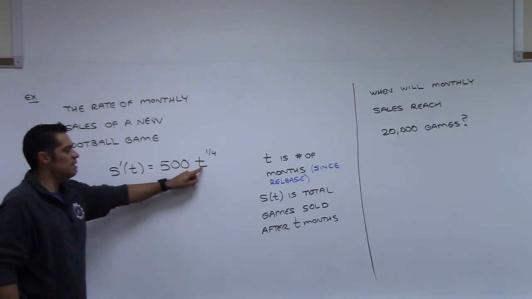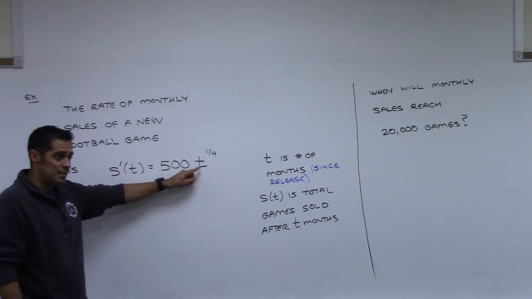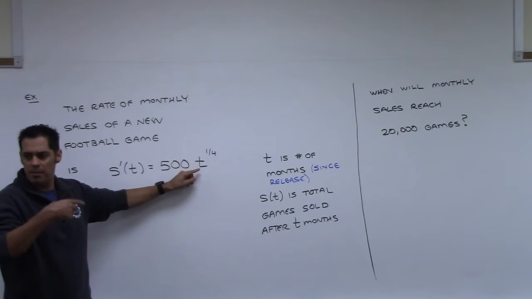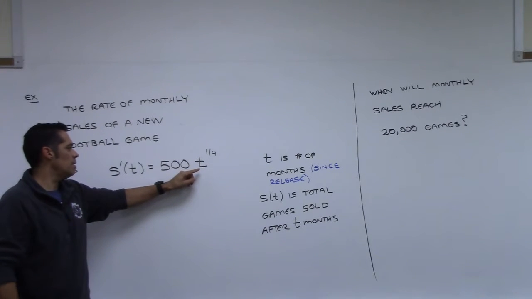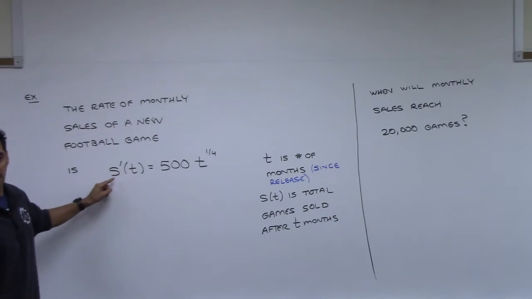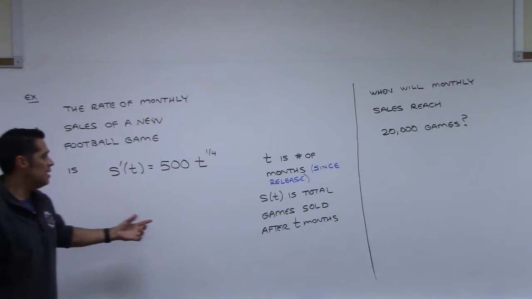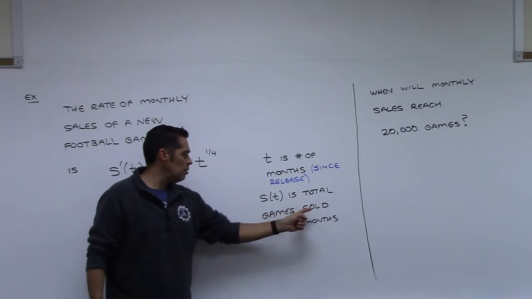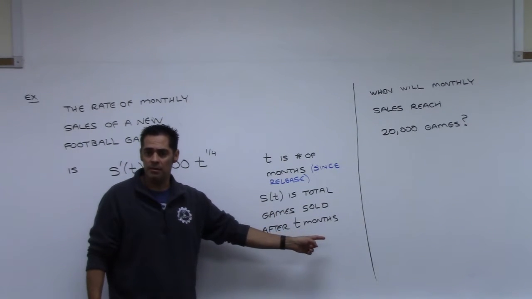So t is the number of months that have gone by since we've released the game. So after 1 month, t would be 1. After 2 months, 2, so on and so forth. S of t. Now, this is S prime of t, right? S of t is the total games sold after t months have gone by.